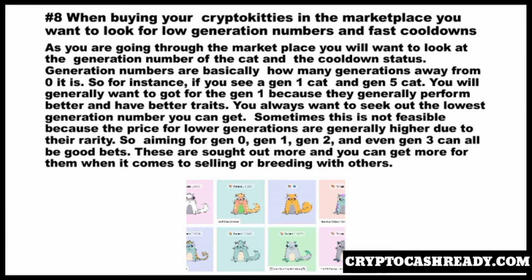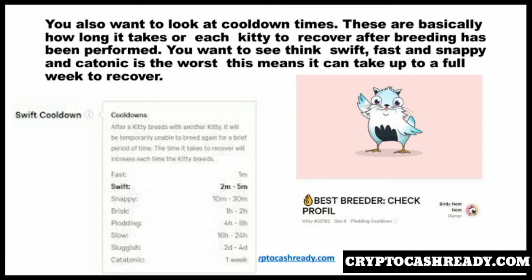You also want to look at cooldown times. These are basically how long it takes for each kitty to recover after breeding has been performed. You want to see things like swift, fast, and snappy. And catatonic is the worst. This means it can take up to a full week to recover.